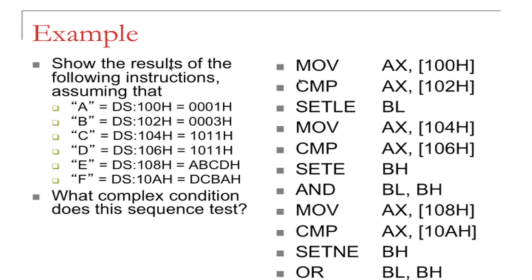Okay, let me walk you through this example. MOV AX, [100H]. You can think about that as trying to load the value from memory at DS:100. So we're trying to load the value of variable A into the AX register. So before we execute the second instruction, we now have the value of variable A in AX.